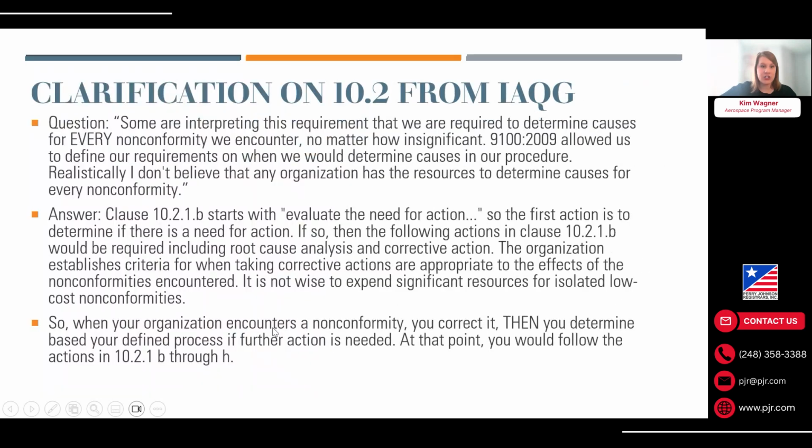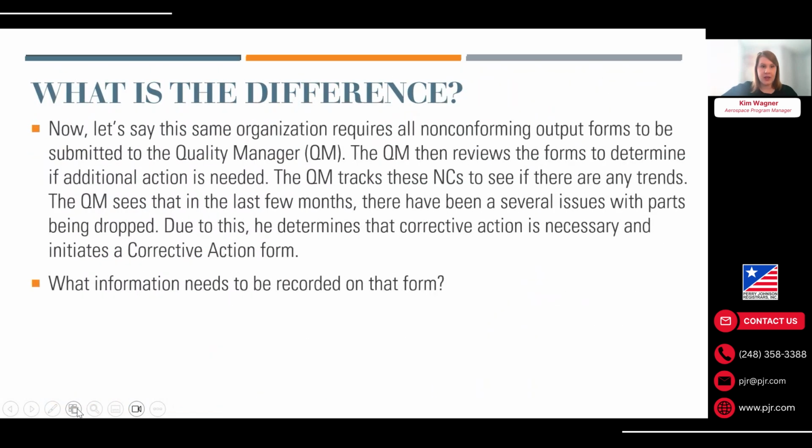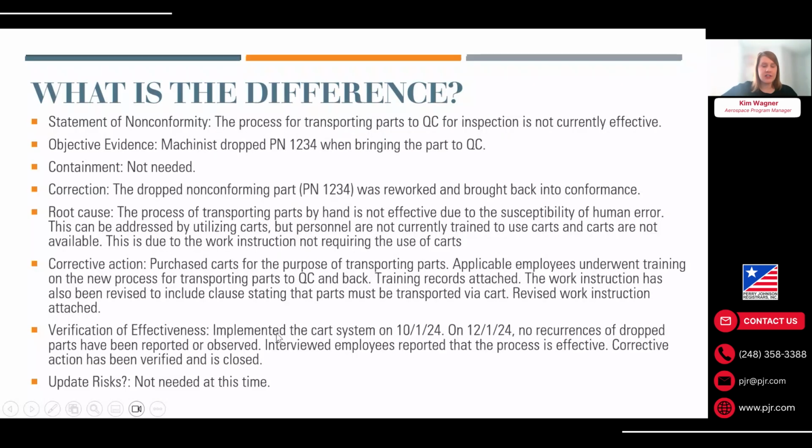As it said in 10.2, I'm just going to go back to that real quick. You must retain documented information as evidence of the results of corrective action. So not only do we need to know what corrective action you've taken, but what were the results of that corrective action? So as it says here, they implemented the cart system on 10.1. On 12.1, 2 months later, they saw that no recurrences of dropped parts had been reported or observed. Interviewed employees reported that the process is effective, corrective action has been verified, and is closed. So we have a very clear statement here of how effective that corrective action was and how they determined that. That's what we want to see when we're talking about the verification of effectiveness.